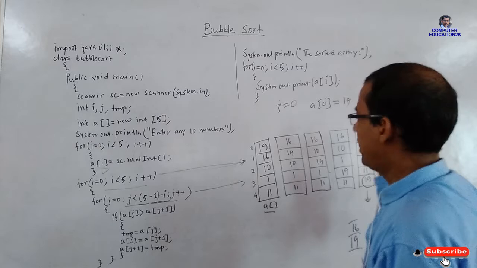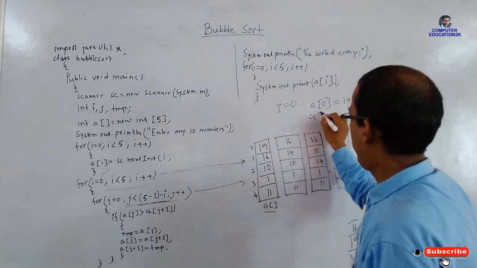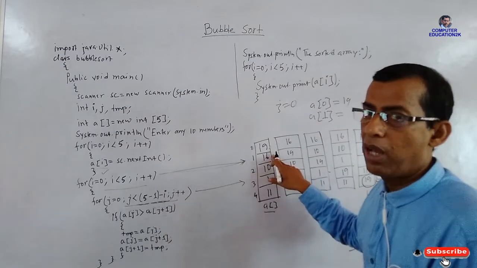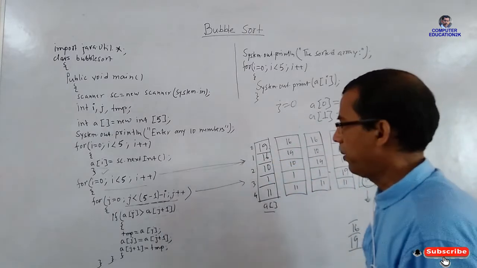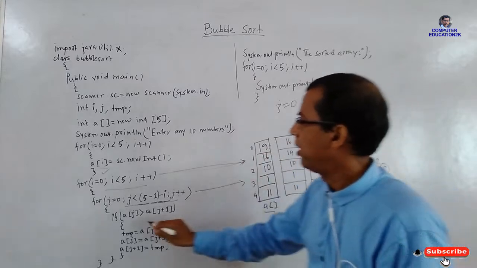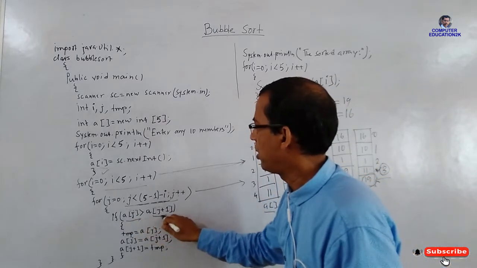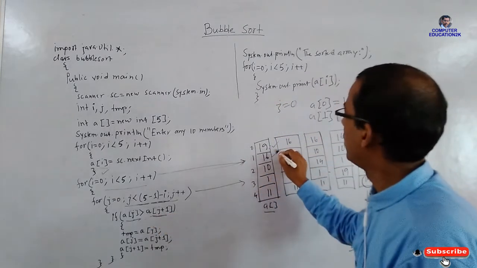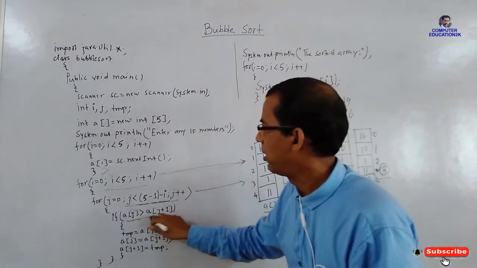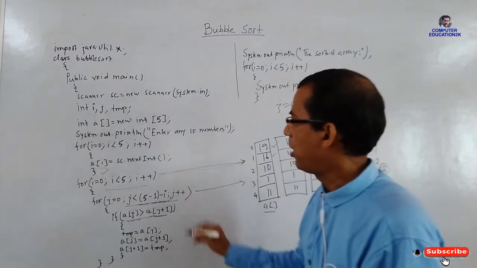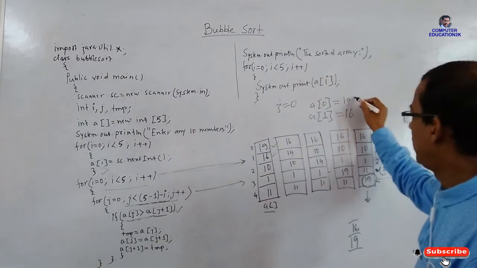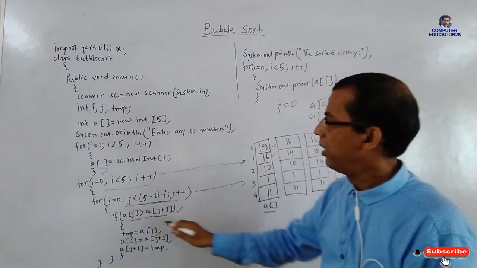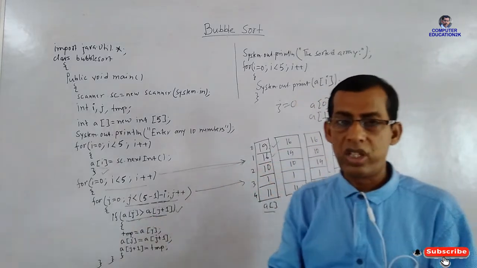What is j? j is 0. So a of 0 plus 1 means a of 1. In a of 1 what do we have? 16. Okay. Here it is 19 and here it is 16. A of 0 means 19, a of 1 means 16. These two values are compared here. If 19 is greater than 16, yes, in this case 19 is greater than 16, then it will exchange.